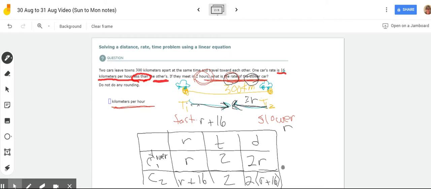So the equation that you're going to set up is going to be 2R plus 2 times R plus 16 equals 300. And from here, I'm going to assume that you know how to solve it. I'm going to go quickly.